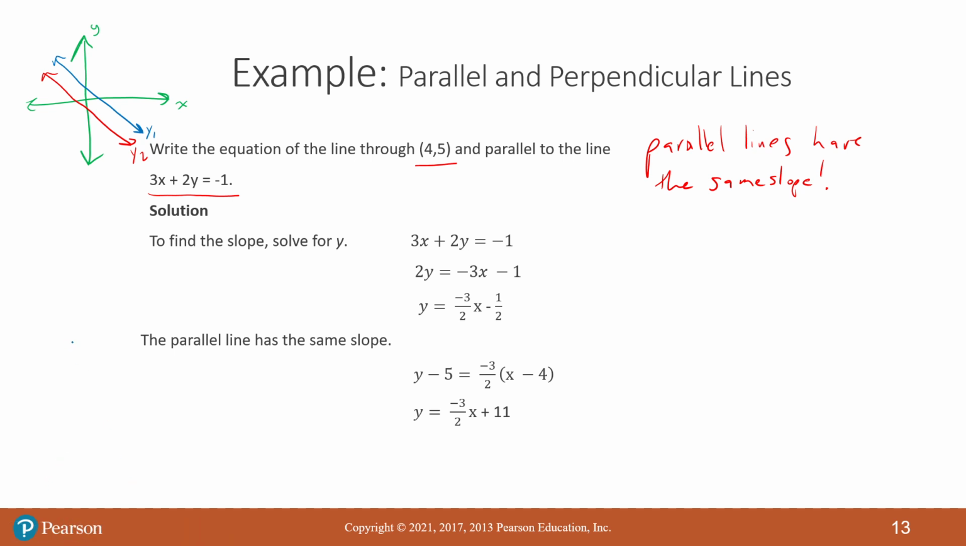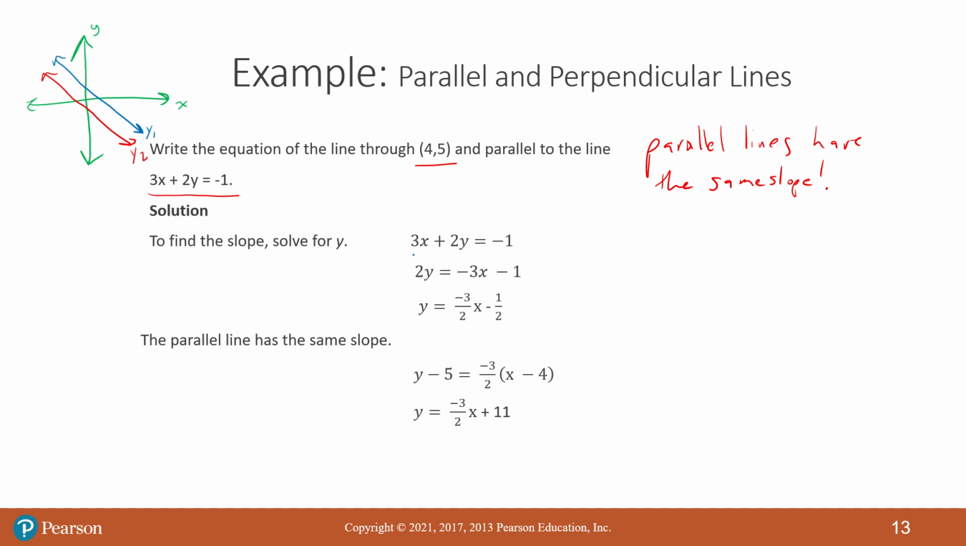Okay, so it says write the equation of the line through the point 4, 5 and parallel to the line 3x plus 2y equals -1. Step 1 is to find the slope of the original line. In order to find the slope of the original line here, we need to solve for y and put it in slope-intercept form. And that's what they do here.